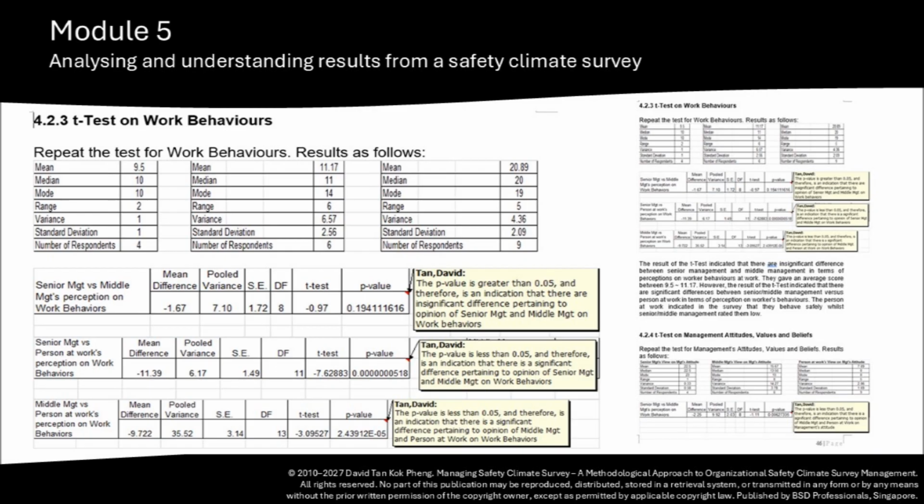4.2.3 T-test on work behaviors. The next test is conducted to analyze whether there is any significant difference in opinion between senior management, middle management, and persons at work regarding work behaviors. To begin with, descriptive statistics are computed for each group, including mean, median, mode, range, variance, standard deviation, and number of respondents. The results are presented as per table.